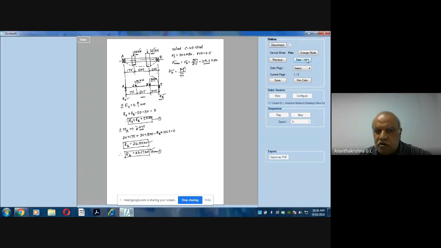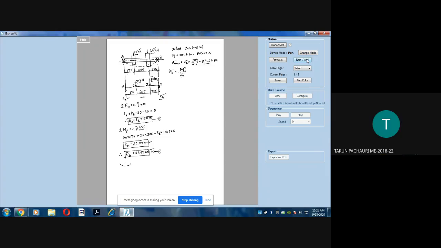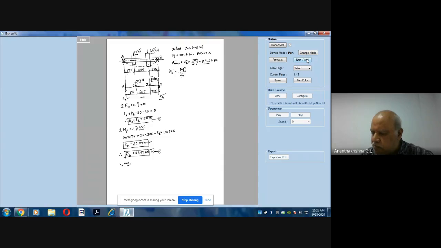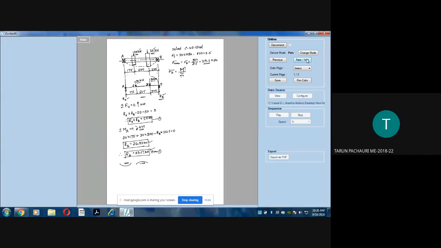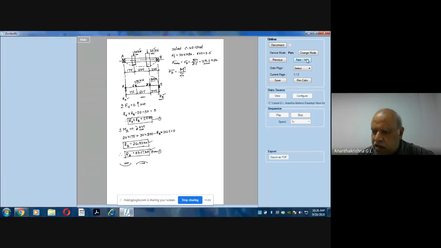Now, do you remember hogging and sagging moments? Yes. So this is sagging moment which is taken positive, and this is hogging moment which is taken as negative. Correct? Are you with me? Now I consider point C and D separately. Now I consider point D.